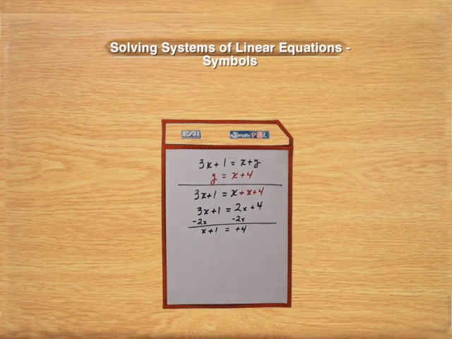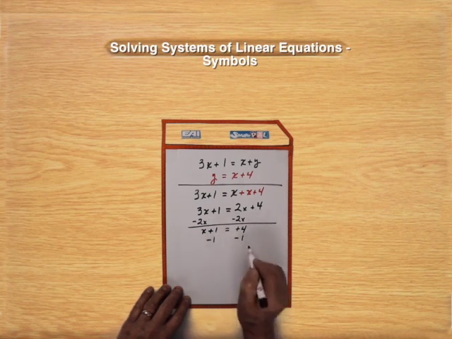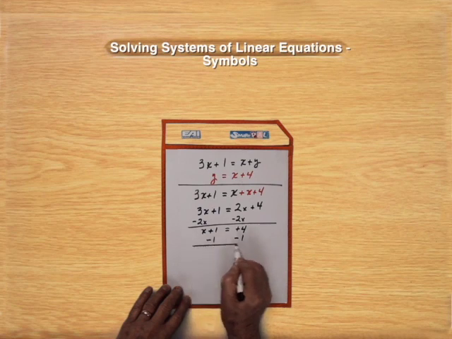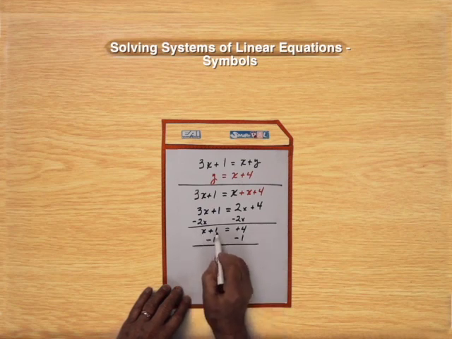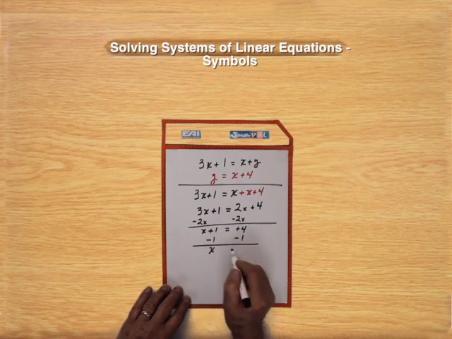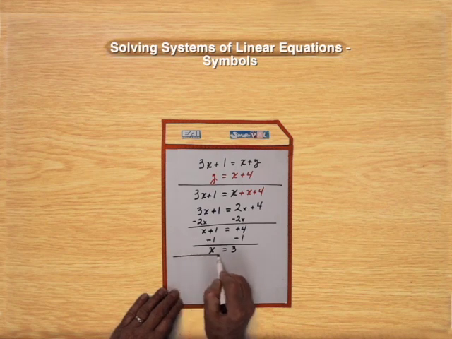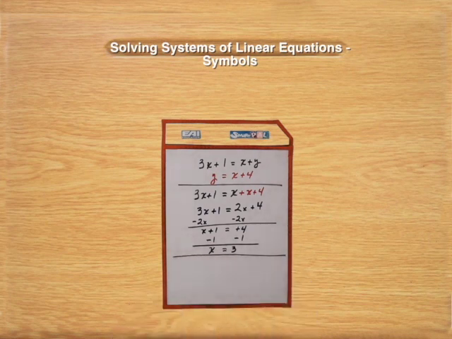Now what we can do is subtract 1 from each side. So we subtract 1 from the left side, and we subtract 1 from the right side. And when we do that, we get 1 minus 1 is 0, so on the left side of the equation we have x, and 4 minus 1 is 3, so on the right side we have 3. So now we have a value of one of our unknowns, namely x, and that value happens to be 3.